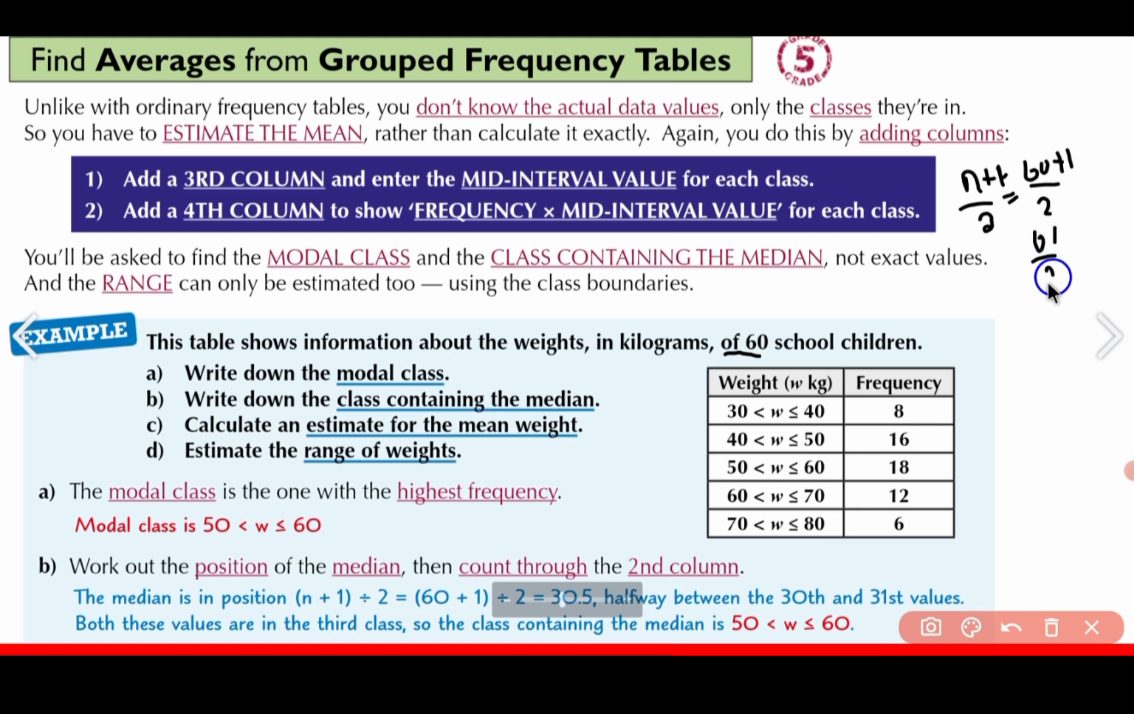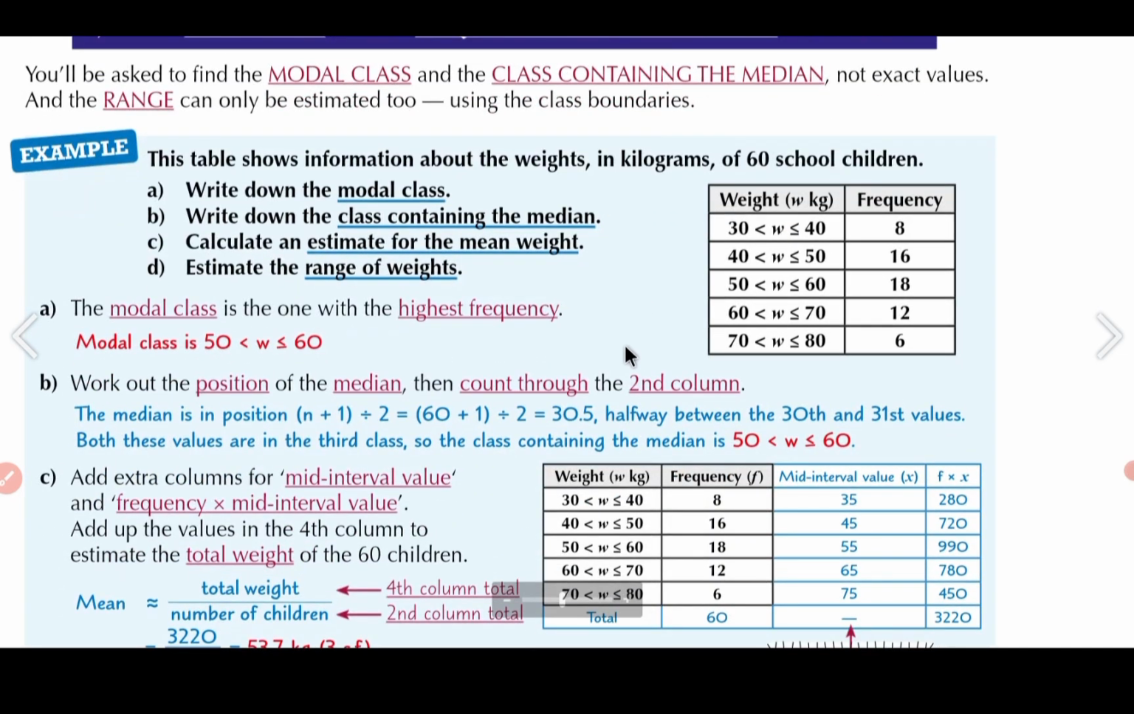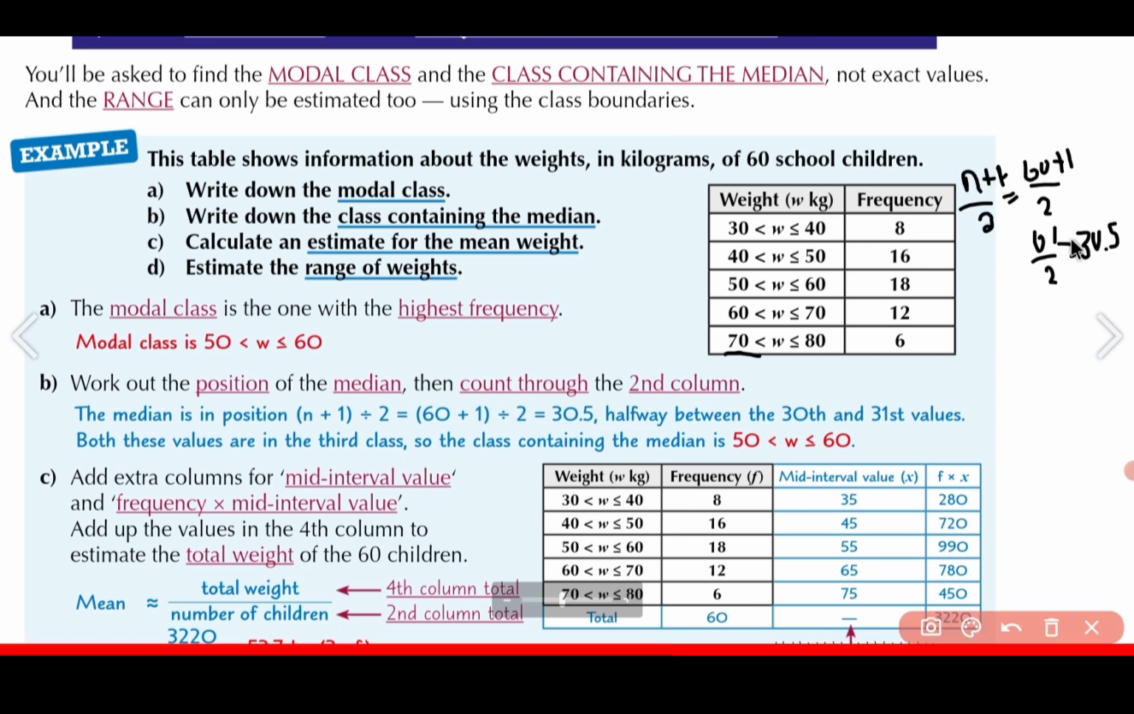This will give us 30.5. So what does this actually tell us? It simply tells us that it's halfway between 30 and 31. Okay, so 30.5. This is just the position, so it's between 30 and 31.